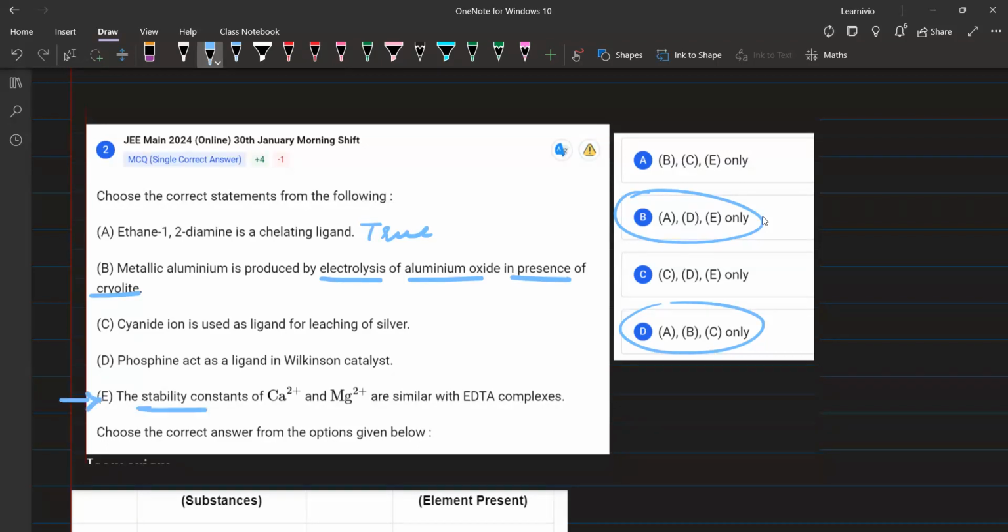E statement saying that stability constant of Ca2 positive and Mg2 positive are similar with EDTA complex. If you have these metals different, जब metal ही आपके पास Ca2 positive and Mg2 positive are different, वहां पे stability same कैसे हो जाए? ठीक है? So the E statement is what? It is false. And if it is false, that means the B option will not be correct. The correct option is going to be D.